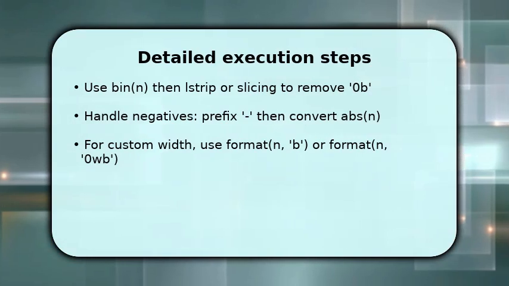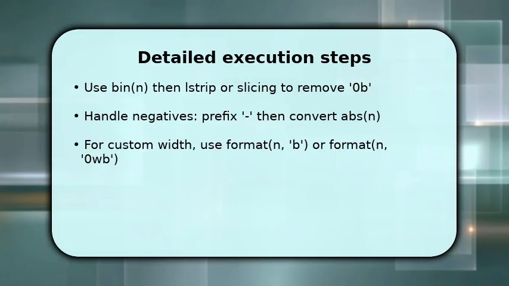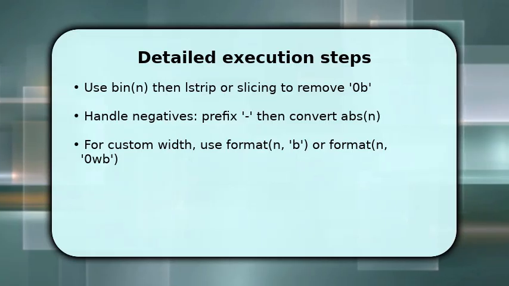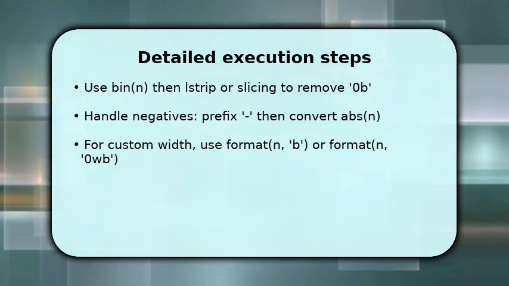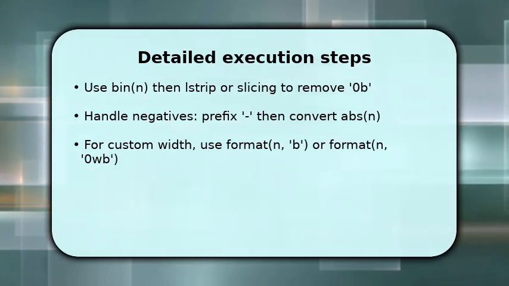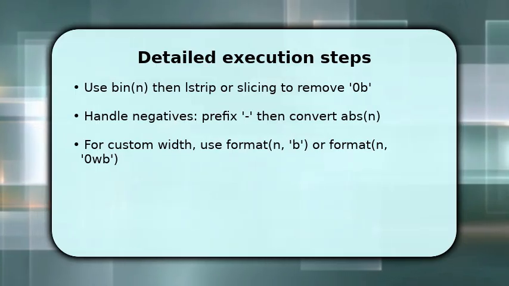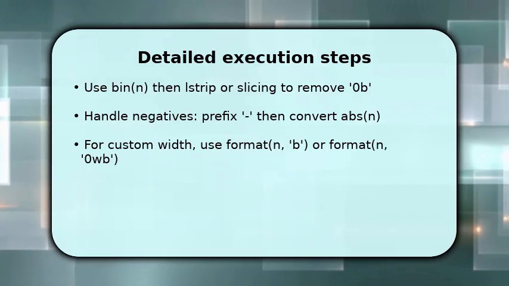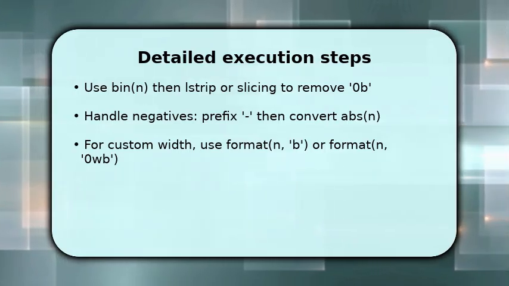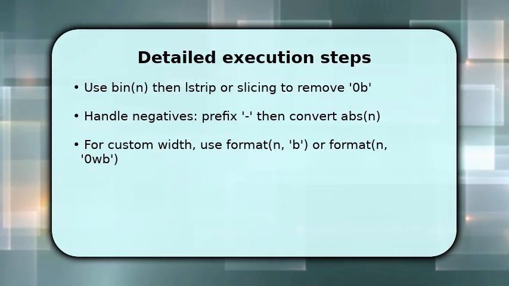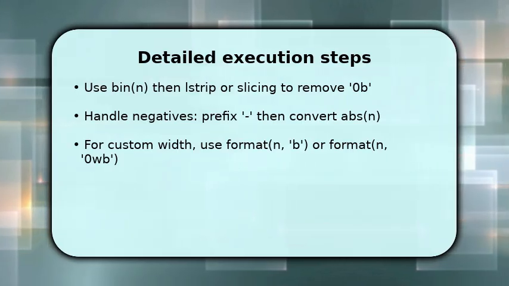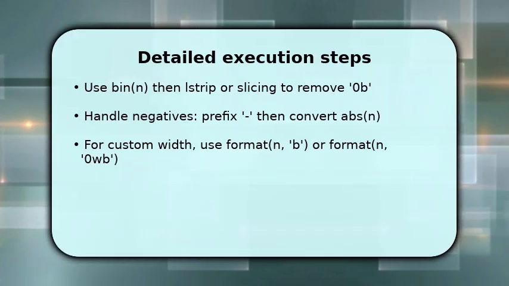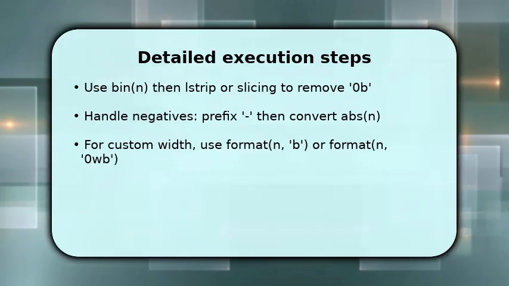Now you execute the conversion with precision. Call bin(n) to get a Python binary literal, then remove the 0b prefix with [2:] slicing or strip 0b carefully. For negative values, compute sign = '-' if n < 0 else '' and convert abs(n) so the bit pattern is correct, then reattach the sign. If you need fixed width, use format(n, '08b') or format(abs(n), f'0{width}b'), because format gives predictable padding and is easy to read in code.